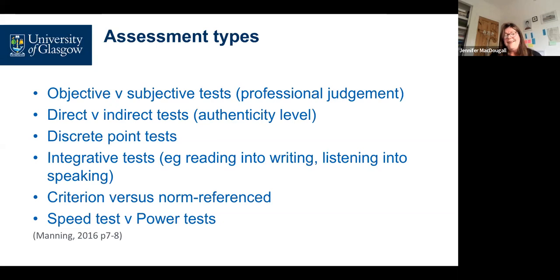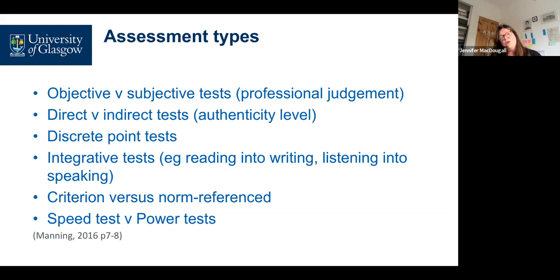We have direct versus indirect testing as well. So again, I guess there's more of a movement towards direct testing, where we're trying to assess the performance of a student doing something in the language, so you're assessing the doing or the performance of that. And so this brings in aspects of authenticity and the difficulty in making assessments authentic, which we'll come back to.